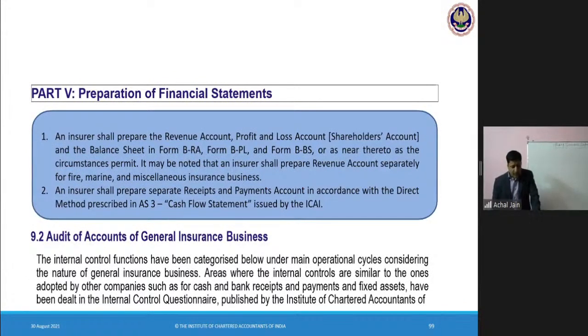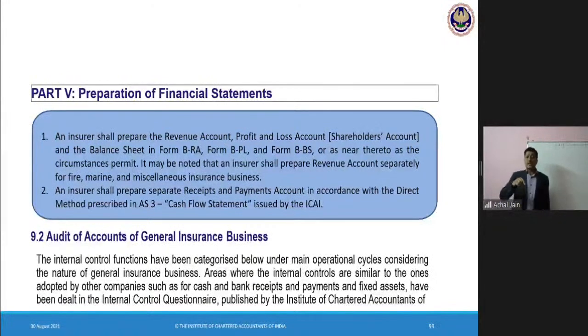It may be noted that an insurer shall prepare revenue account separately for fire, marine, and miscellaneous insurance business. Now, this is something which will not be there in case of life insurance. So, can you understand why it is there? In case of life insurance business, there is only one type of business. What is the business? Life insurance, into which company has been taken. But in case of general insurance, insurances could be of various types. For fire, for marine, for miscellaneous items.